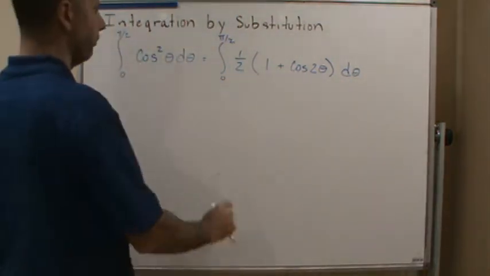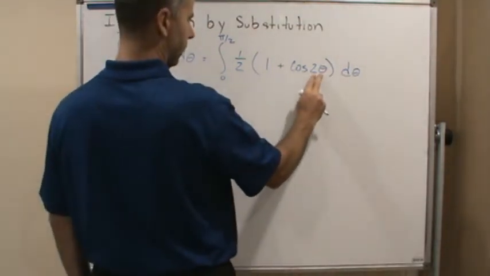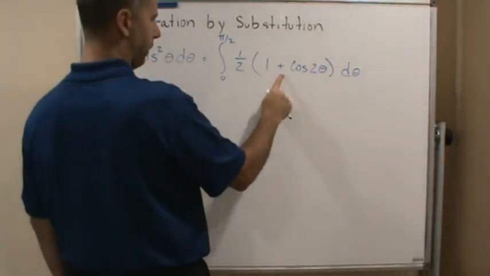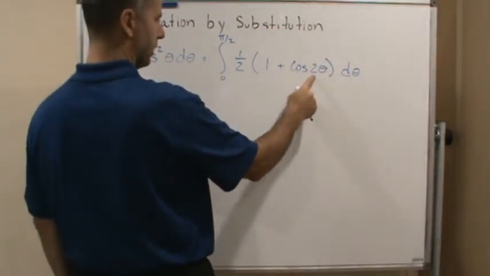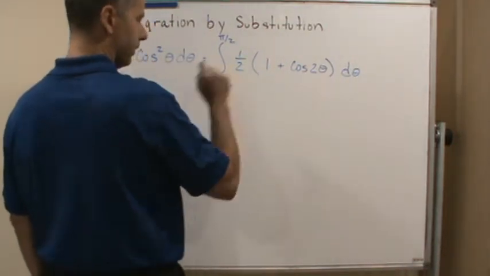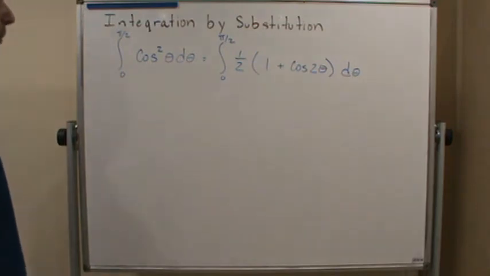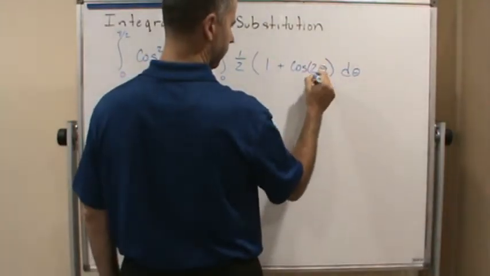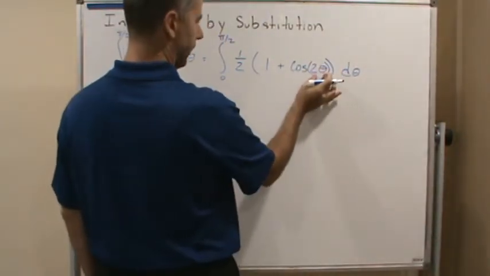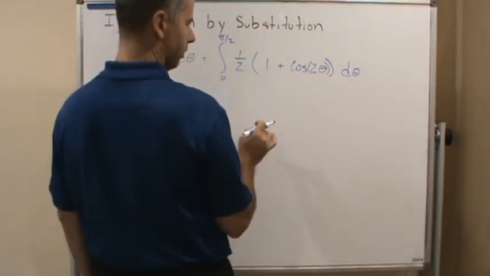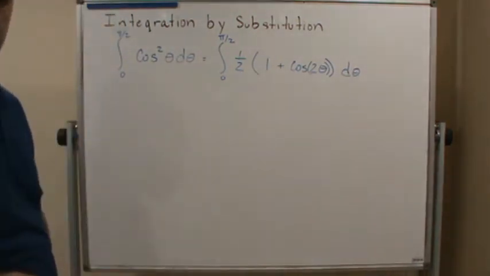Now notice how I used an identity that got the square out of there. So now it's 1/2 times 1 plus cosine 2 theta. So I got the double angle here. Okay, that's going to help us. So now, if I look at this, I can use this as my u, and then my du is just going to be 2, and that's going to be fine.